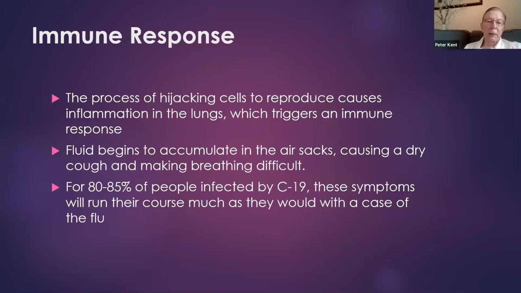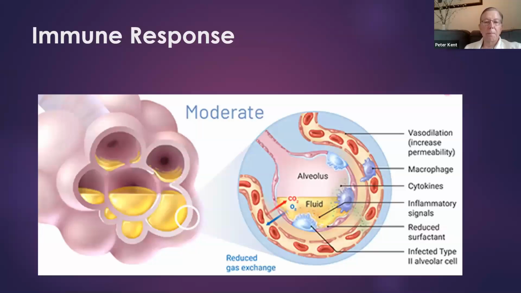And for 80, 85, maybe even 90% of the people infected, these symptoms will just run the course the way the normal flu does. So what's happening is, this shows a series of cells, a series of air sacs that have become infected, and it shows them filling up with fluid. And the fluid makes it more difficult for the capillaries to pass the oxygen and the carbon dioxide. And it sends out a bunch of inflammatory signals, which causes the body's systems to react. And that actually can become a problem for some people.